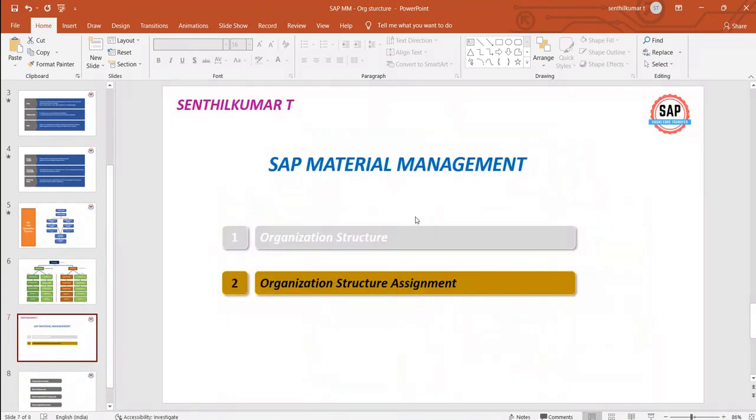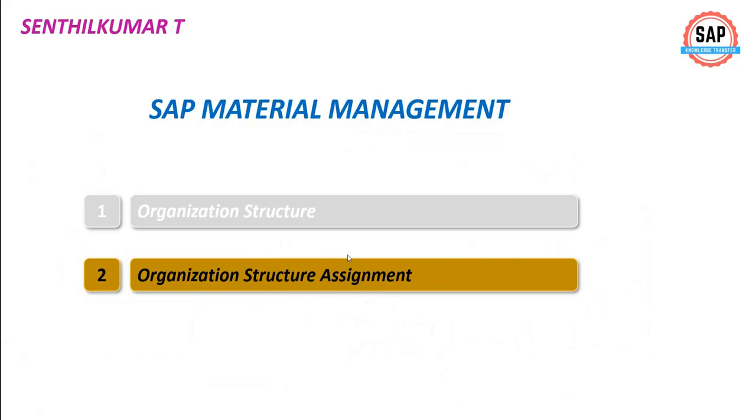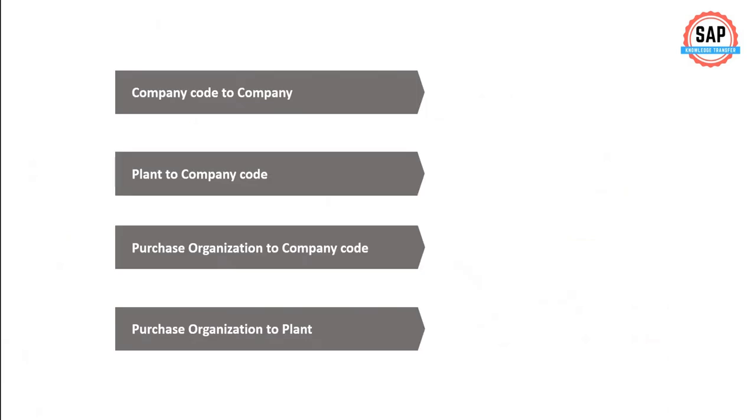Another thing is that, system-wise, we can do the organization structure assignments. Whichever we created, the company code, plant, storage location, purchase organization, and purchasing group, we need to assign within our organization structure: company code to company, plant to company code, purchase organization to company code, and purchase organization to plant. These are the assignments we do on the MM side. Only then will our further cycles work. So today we'll see the configuration of organization structure and organization structure assignments.